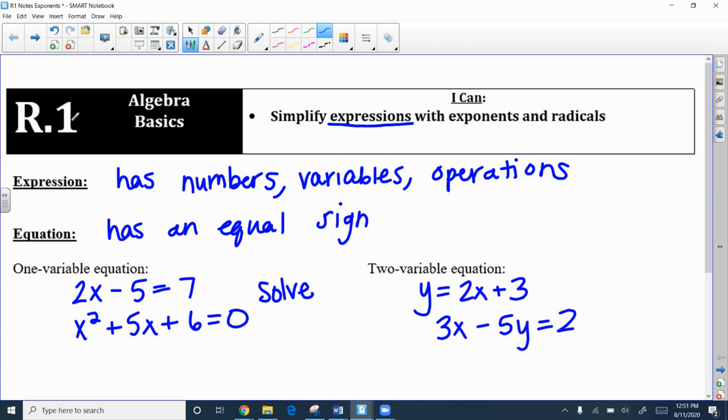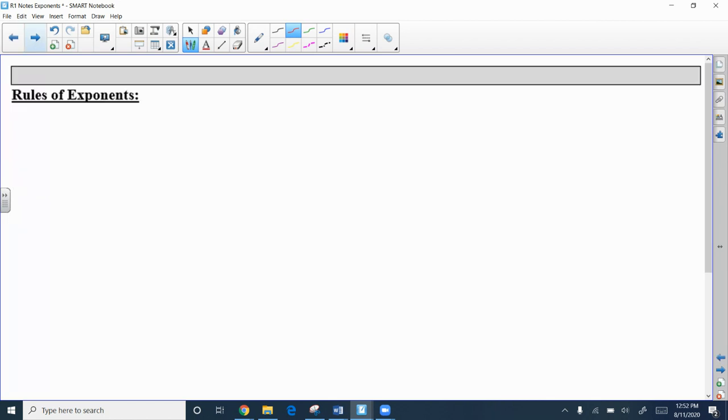All right, but like I said, in R1, we're just going to be focusing on expressions, so simplifying those. And specifically today, we're just looking at exponents. Right, so first, in order to be able to simplify, we have to know our rules of exponents and how to simplify exponents. So I'm going to give you the rule, and then I'll give you a simple example for each rule.